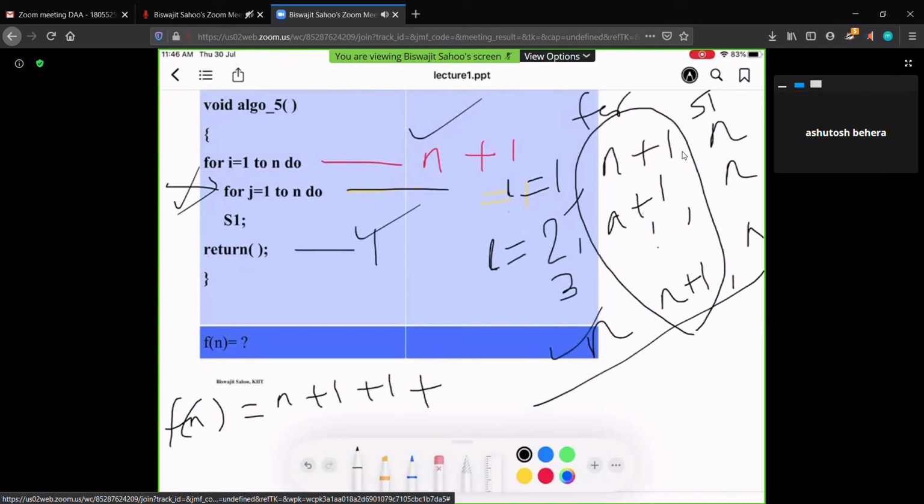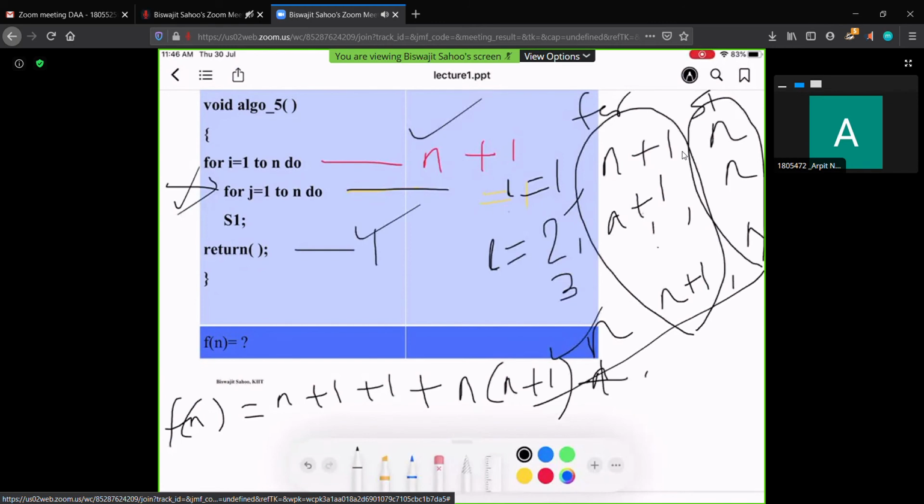Should I go on writing from here? I can use a multiplication, n into n plus 1. Now this n is added how many times? N times. So it will be n into n, n square.